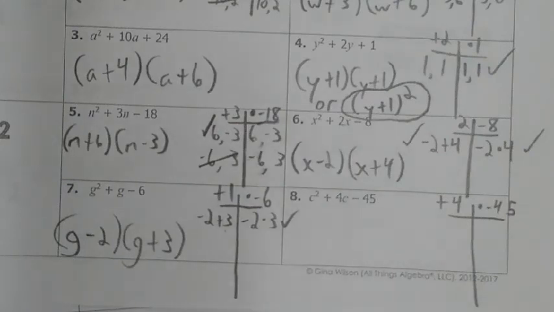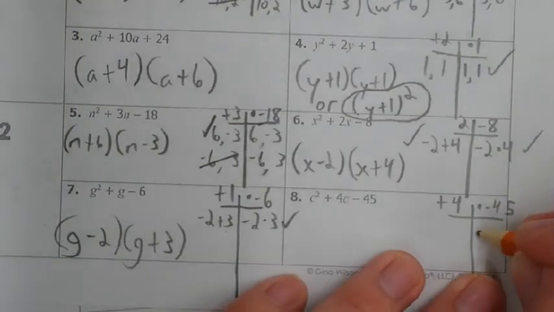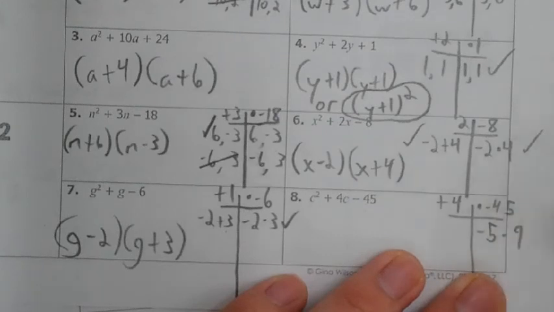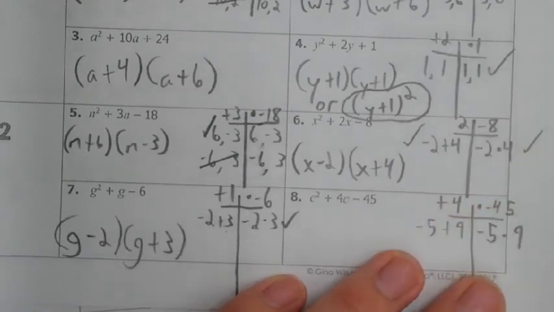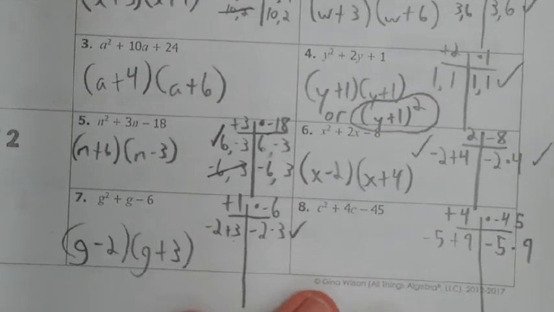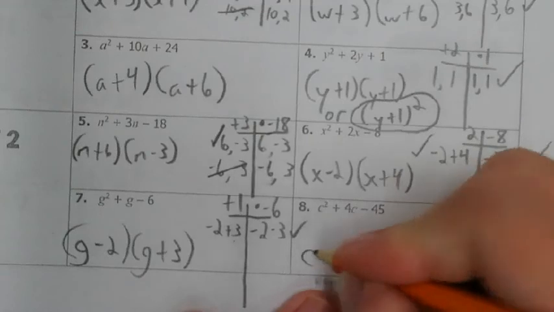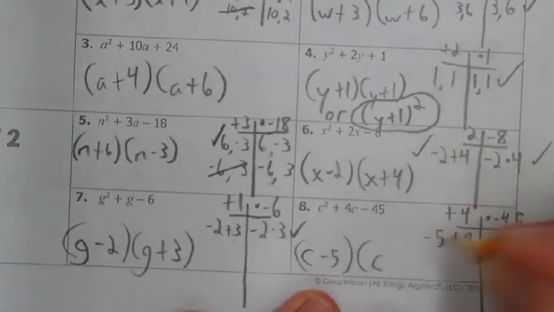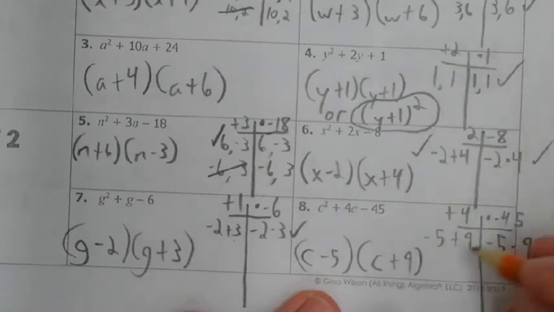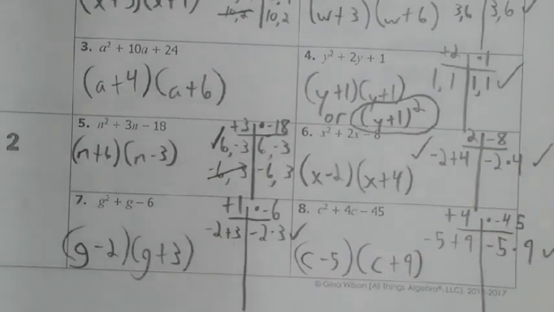Okay. What about 8? Negative 5 and 9. Good. I'm guessing most of y'all, those of you that are spitting it out, you probably don't even have to work this out, do you? You don't even have to make this chart. But if you need to make the chart, go for it. So you would have c minus 5 and c plus 9. Questions?